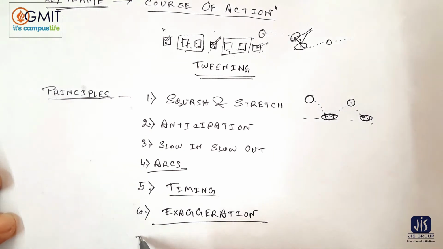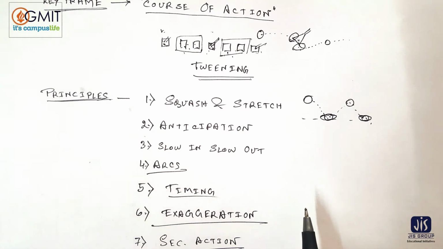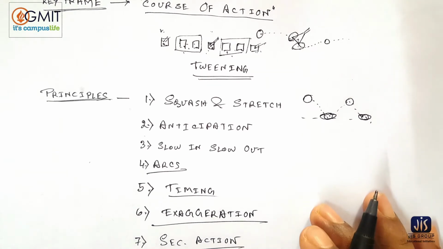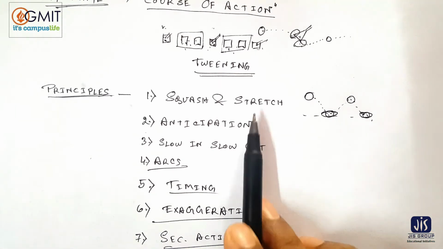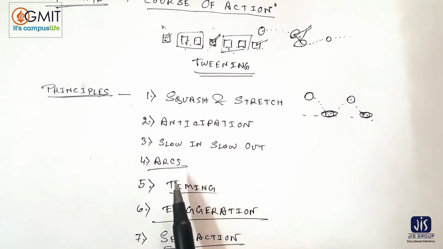And also there is a last point, that is secondary action. What is secondary action? Including secondary action contributes to realism, anticipation, and follow through. So these are all the principles of animation: squash and stretch, anticipation, slow in, slow out, arcs, timing, exaggeration, and secondary action.